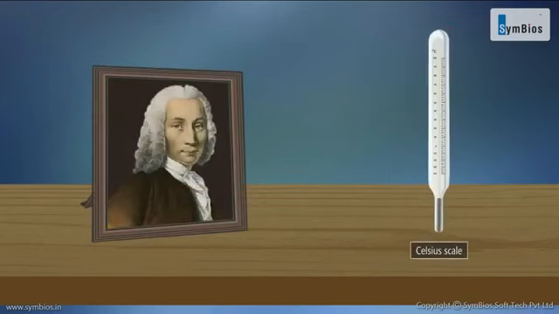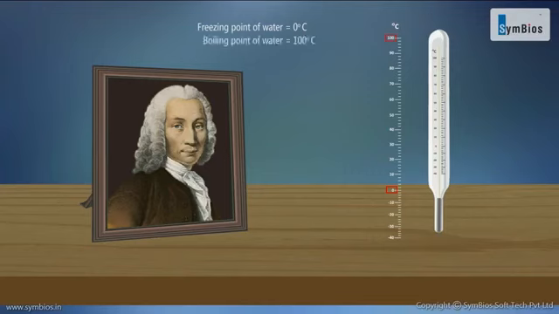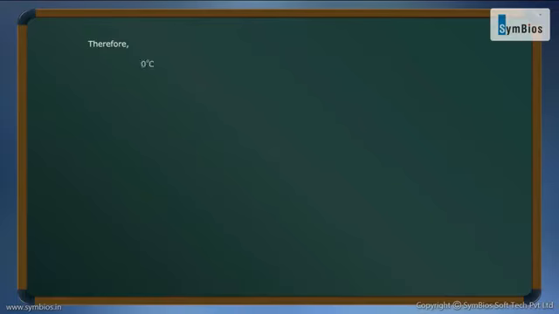Later in the same century, the Celsius scale was discovered by Anders Celsius. Temperature on this scale is measured in degrees Celsius. On this scale, the freezing temperature for water is considered to be 0 degrees Celsius and the boiling temperature 100 degrees Celsius at sea level. Freezing point and boiling point of water changes at higher altitudes. Therefore, 0 degrees Celsius is equal to 32 degrees Fahrenheit, and 100 degrees Celsius is equal to 212 degrees Fahrenheit.